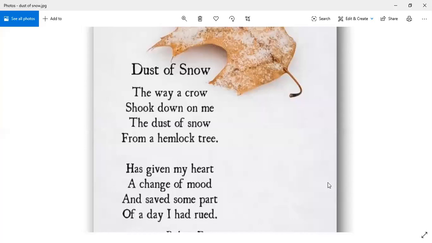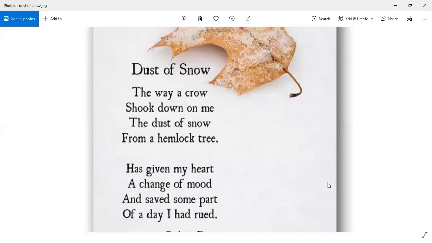Now we come to the second paragraph. We have already seen that enjambment is used in this paragraph also. Then we come to the second last line: saved and some. We know that alliteration has been used in this line, saved and some. So the same sound has been repeated. The S sound is repeated here, and this is alliteration. So saved and some are alliteration. Then we come to the next line: of a day I had rued.